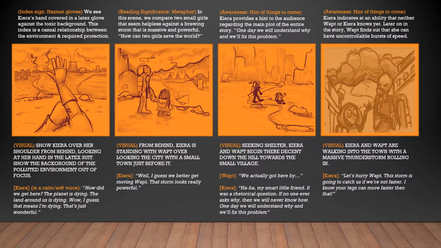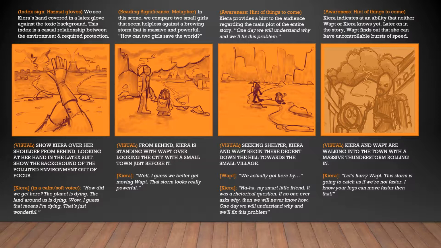In the next scene, we establish the visual. From behind, Kira is standing with Wap overlooking the city with a small town just before it. Well, I guess we better get moving, Wap. That storm really looks powerful. In the scene, reading significance, metaphor, we compare the two small girls that seem helpless against the brewing storm that is massive and powerful. How can two girls save the world? The next visual we establish, seeking shelter, Kira and Wap begin their descent down the hill towards a small village.